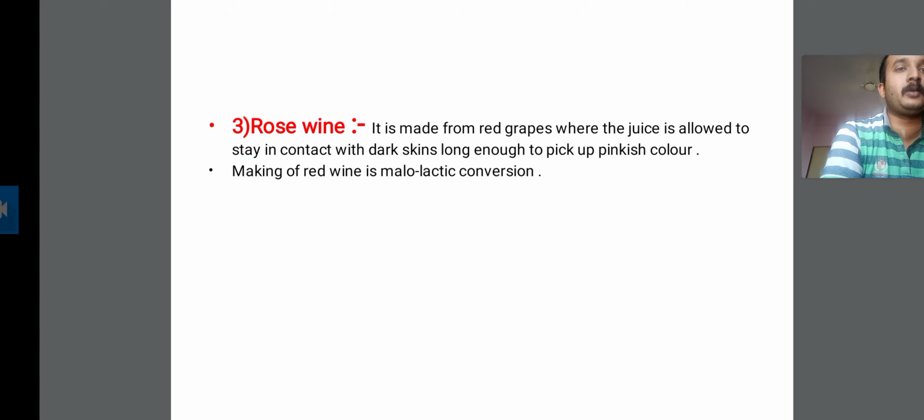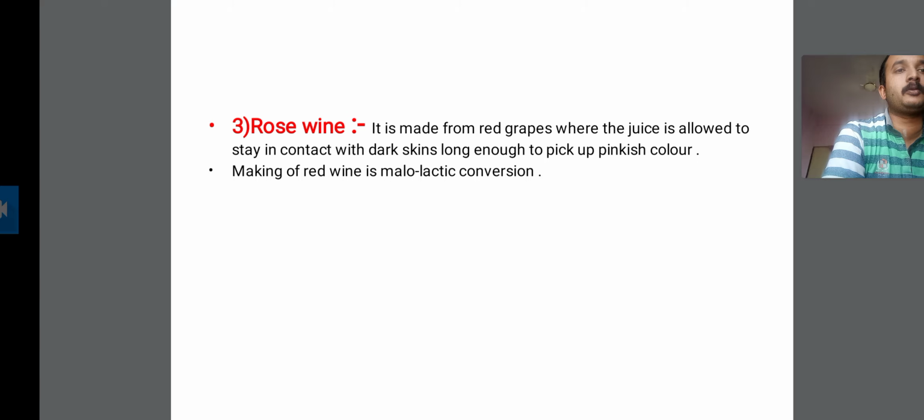It is made from red grapes, where the juice is allowed to stay in contact with the dark skin long enough to pick up the pinkish color. Therefore rose wine is made from red grapes, with the juice in contact with the dark skin long enough to pick up the pinkish color.